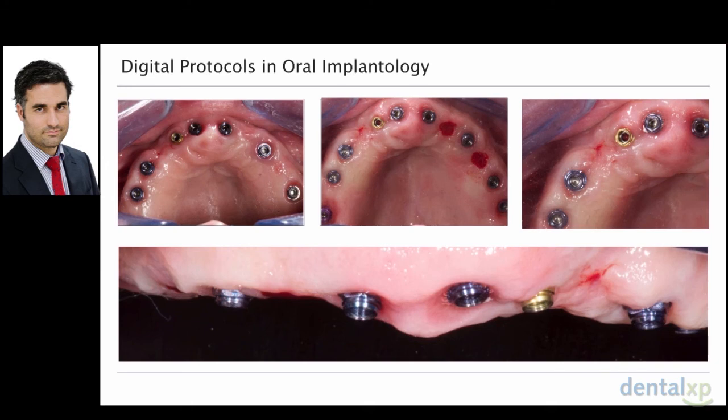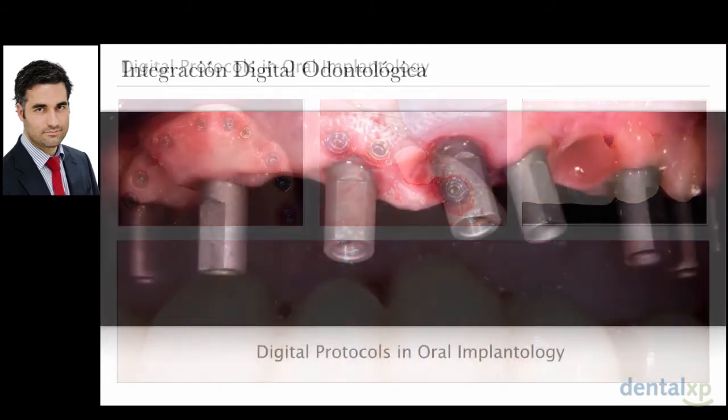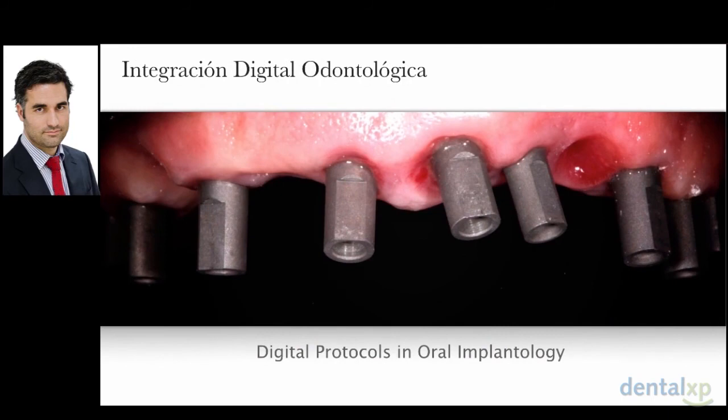This was the result after some months. I started to perform and to improve the emergence profiles with the prosthesis. I had to do some graft because there was some recession. The connective tissue graft I got from the tuberosity, and after that I'm going to do a digital impression.